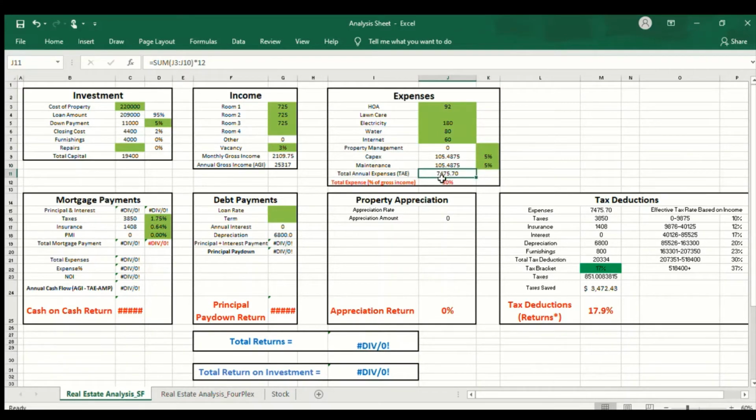And here in red, I like to always know what the total expense is as a percentage of the gross income. I like to keep my expenses below 30%. So you can see right here it's just at 30%. So that's very good for me.